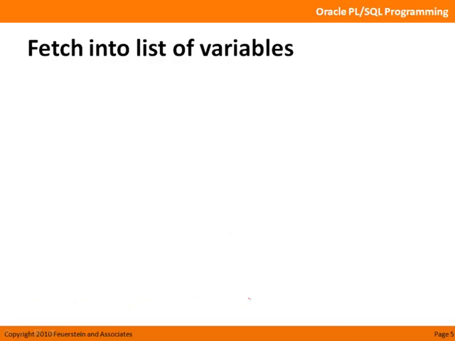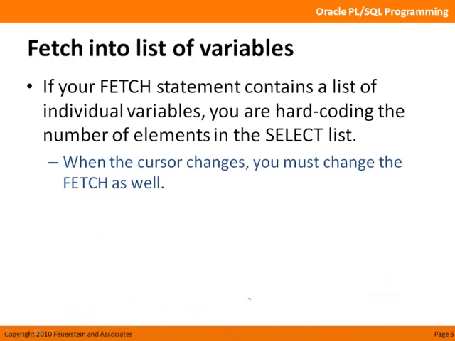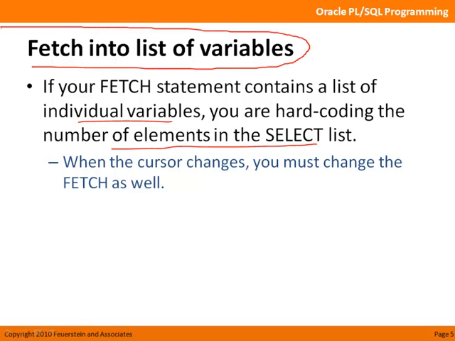Let's take a look at a specific set of steps that you can take. First of all, fetch into a list of variables. If your fetch statement contains a list of individual variables, then you're hard-coding the number of elements in the select list. So this is an example of hard-coding, fetching into lists of variables. I hard-code the number of elements in my select list, and then if the cursor changes, I have to change the fetch as well.